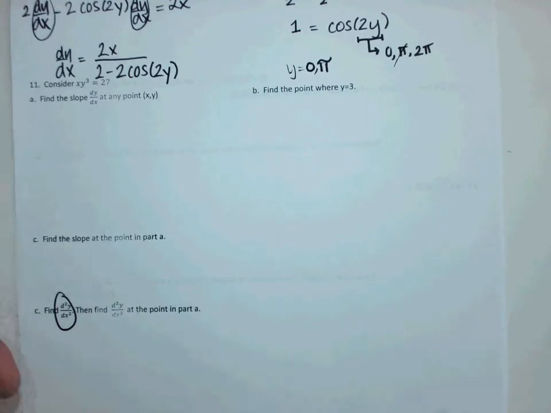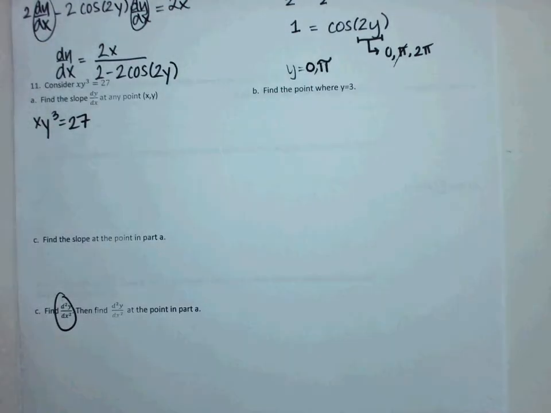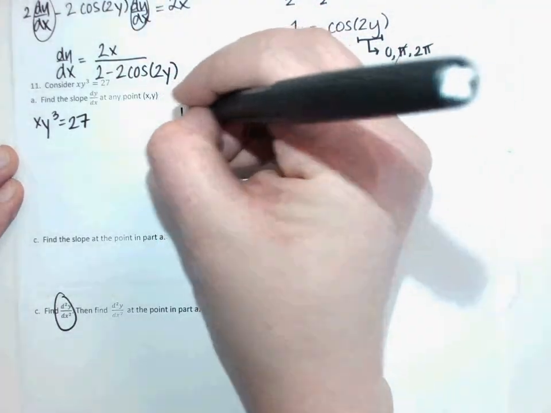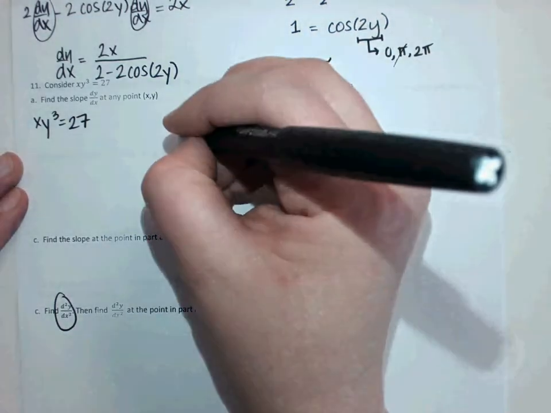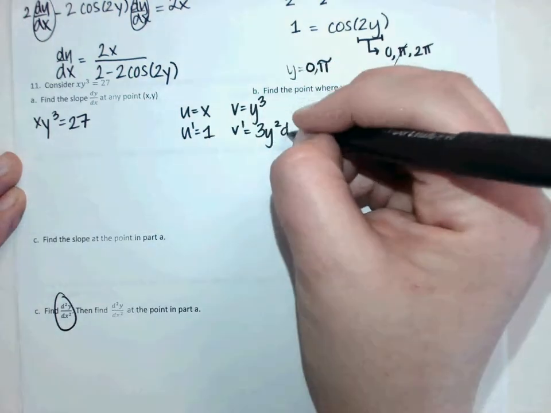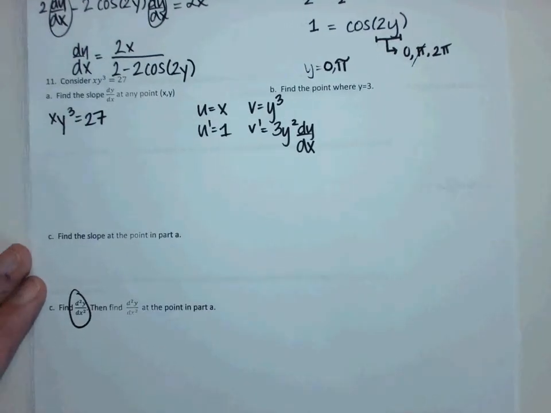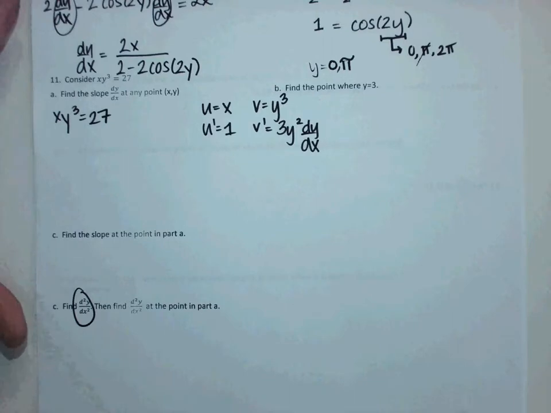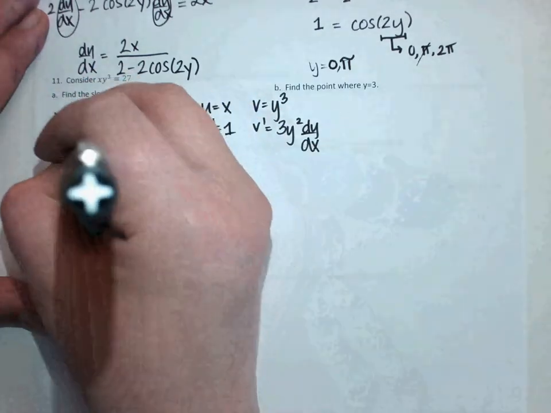So look at your equation, xy cubed. Okay. We're going to do product rule. Okay. So my u is going to be x. My v is going to be y cubed. So what is u prime? What is v prime? 3y squared dy dx. Good. Okay, set up your product rule and then just kind of like solve it all the way through. So you'd have 1 times y cubed plus x times 3y squared.